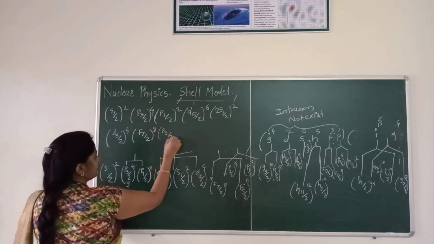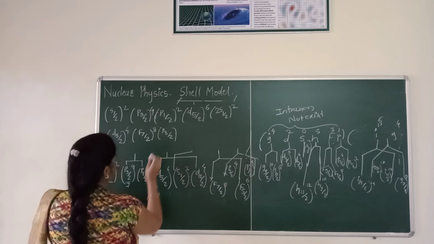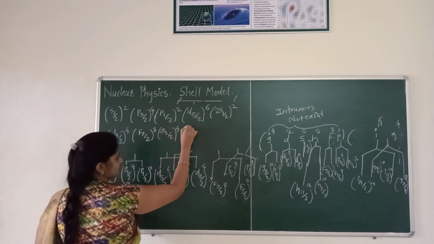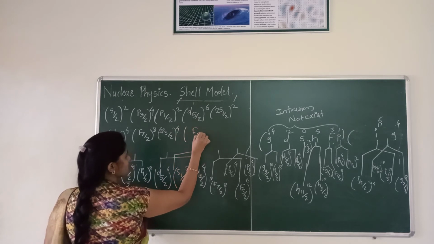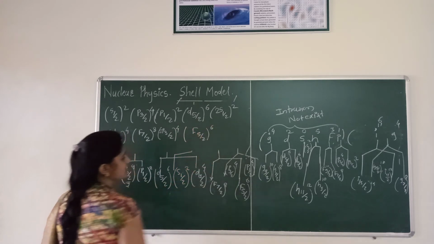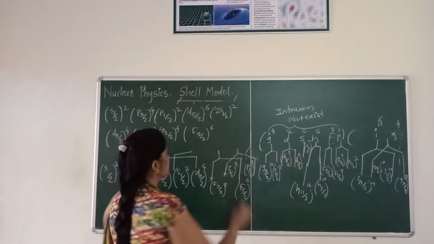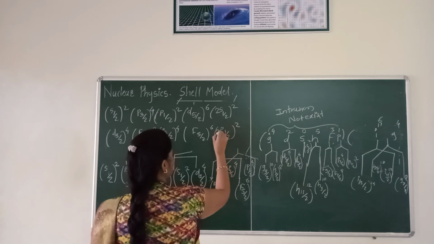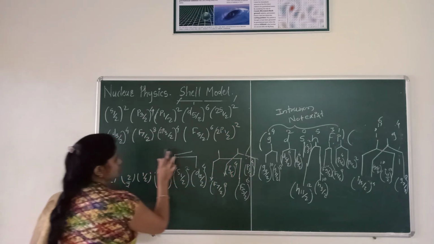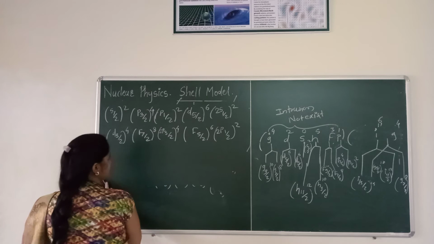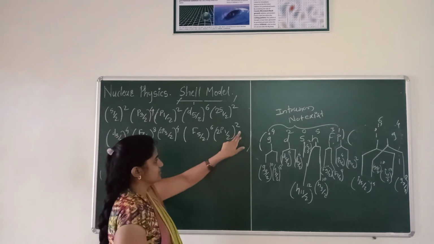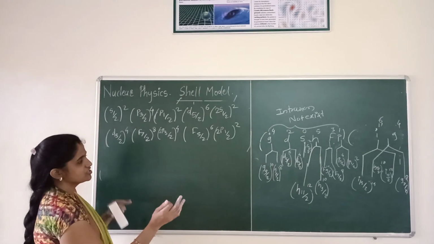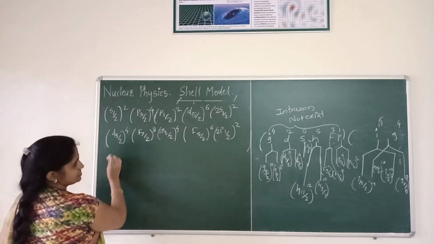P 3/2. P is again repeated, that's why it is 2P. 2P 3/2 will contain 4 terms. After that, F 5/2 will contain 6 terms. After that, 2P 1/2 will contain 2 terms. Understand, students? For the first 6 terms, intrusion exists. For the next terms, intrusion does not exist, we just write all those terms in their sequence.